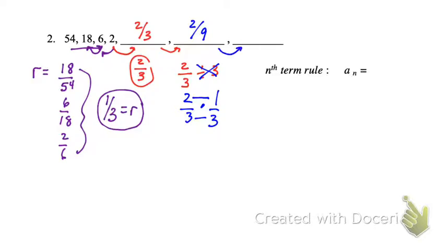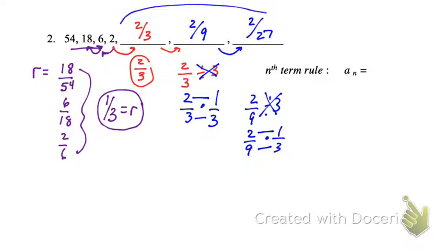Then how do I get the next number? Well, I'll take 2/9, divide by 3. Well, we're not using divide by 3. We're using times 1/3. And what do we get for our third number? 2/27. That's how I want you to get these numbers as fractions, okay? If they turn into fractions, I don't want those decimals the calculator is going to give you.